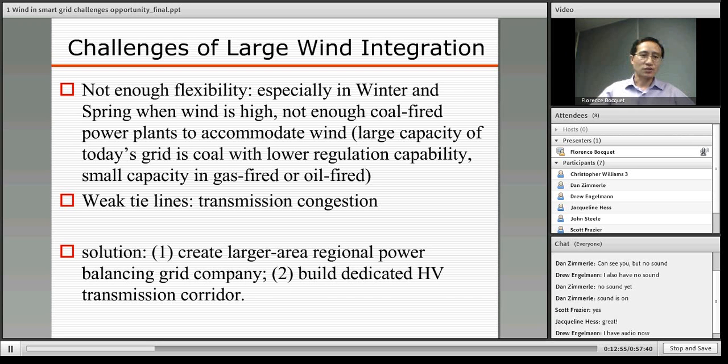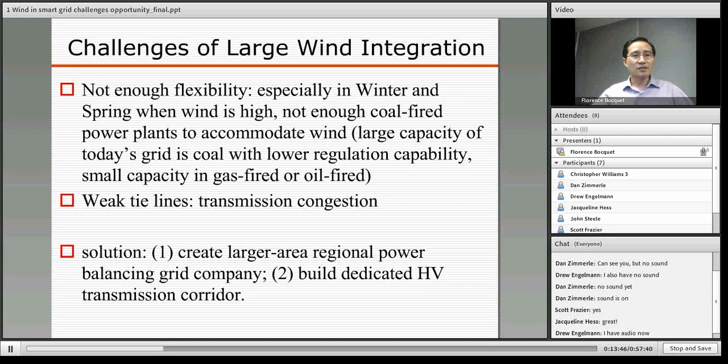There are two main challenges. One is that we do not have enough flexibility in the conventional power grid. Especially in winter and spring, when the wind is high, but we don't have enough coal-fired power plants to accommodate wind. The reason is that the coal-fired power plants do not have enough flexibility, especially in terms of the ramping rate. So maybe in the future we need a little bit more of the gas-fired or natural gas-fired or oil-fired power plants to accommodate more wind integration.